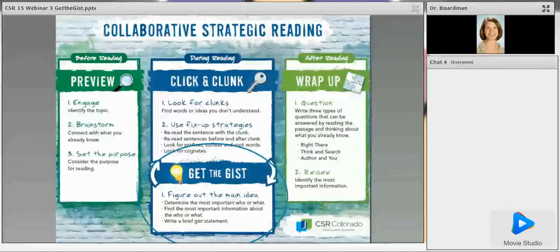So a student might use CSR one day in science with one teacher if they're in middle school or high school, perhaps in social studies another day, and in language arts a third day. This is really helpful to students to be able to see these same strategies that are woven throughout their content area learning. And today the one that I have circled is Get the Gist. So this is the main idea strategy.